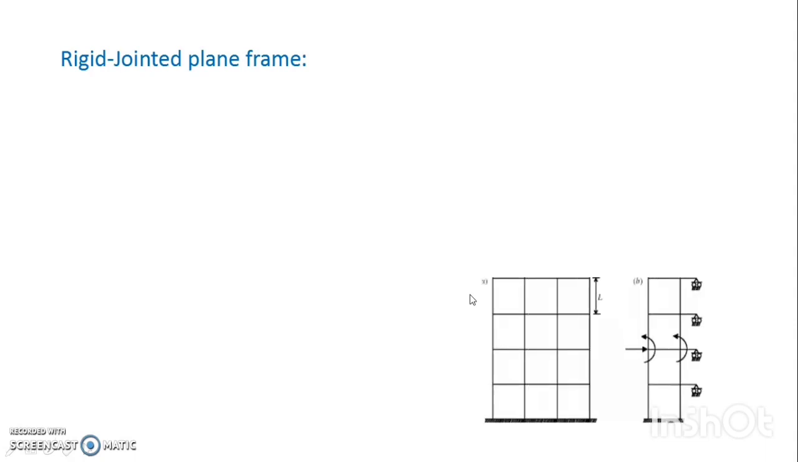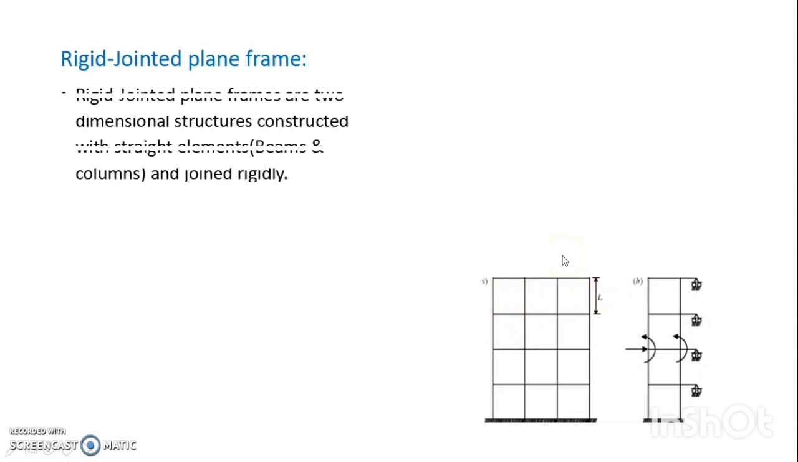Now we'll discuss the rigid jointed plane frame. Before we explain it, we have to know how a rigid jointed plane frame looks. If we take any frame and see the front view, that is the X and Y axis, that is how the rigid jointed plane frame will look. Rigid jointed plane frames are two-dimensional structures constructed with only straight elements, beams and columns. The horizontal members are known as beams and the vertical members are known as columns. And you can see it is jointed very rigidly.